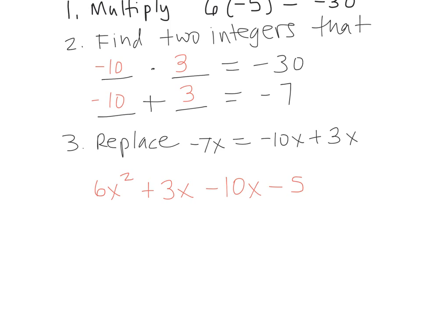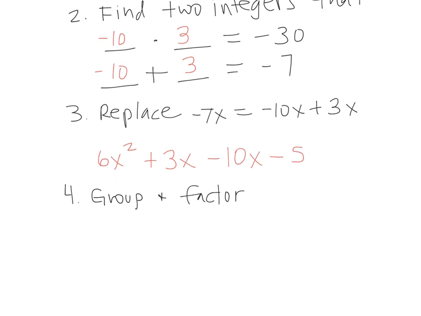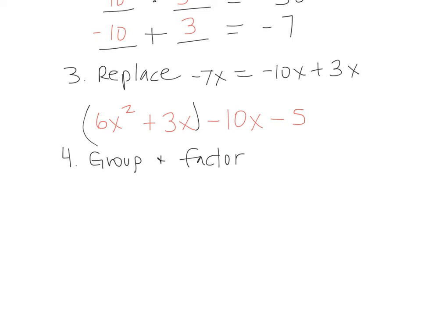All right, now here is where we get to the grouping part. We group and factor like we did before. So let's group the first two terms together, the second two terms together. If we factor a common factor out of the first group, we can bring out a 3x. We'll be left with a 2x plus 1. And from the second group, we can bring out a negative 5. And we'll be left with, what do you know, 2x plus 1.